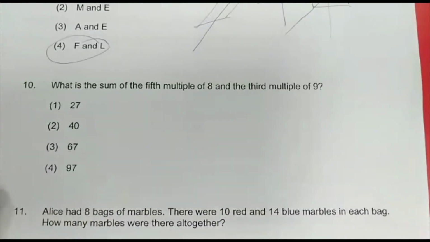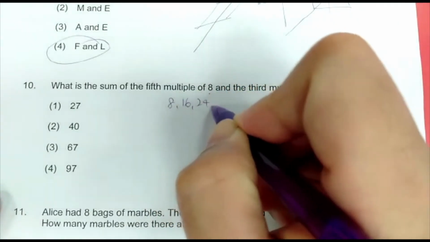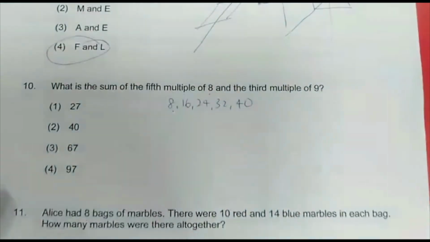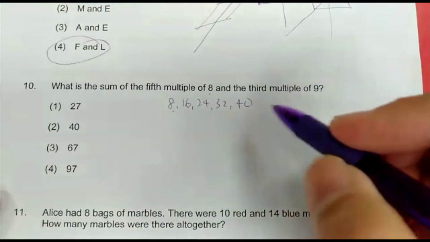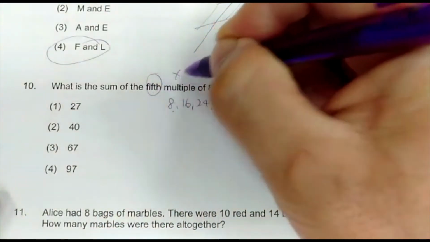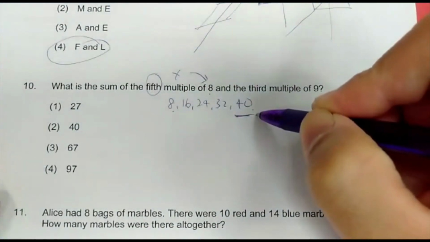Next one, number 10. What is the sum of the fifth multiple of 8 and the third multiple of 9? Fifth multiple of 8: 8, 16, 24, 32, 40. 1, 2, 3, 4, 5. So this is the fifth multiple. Of course, you don't have to do it this way. You can just do 5 times 8. You will still get 40. This is the fifth multiple of 8.